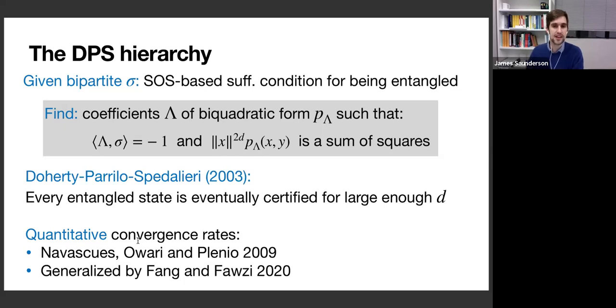And just some more recent results, people have been studying the convergence rates, and I'll say a little bit more about this later, by which I mean, depending on some property of how far from being separable this entangled state is in some sense, how big does the degree have to be so that we can actually certify it? So there are even quite recent results. I'll talk about one of these in a different context a little later in the talk. Okay, so it's a nice application in quantum information.